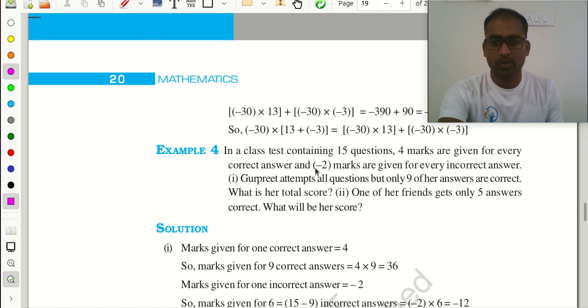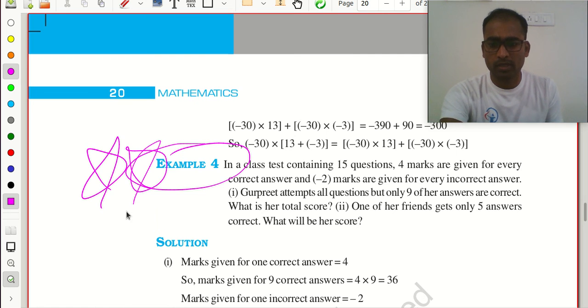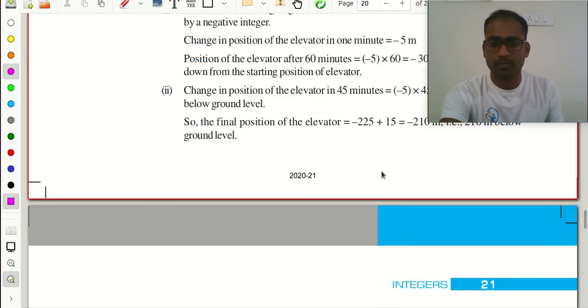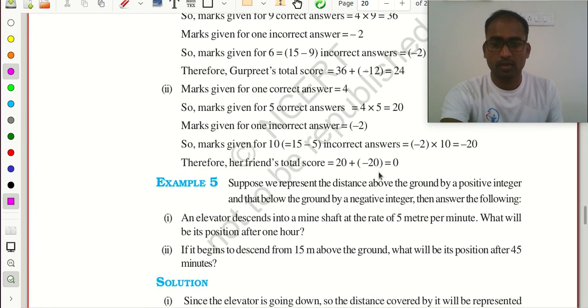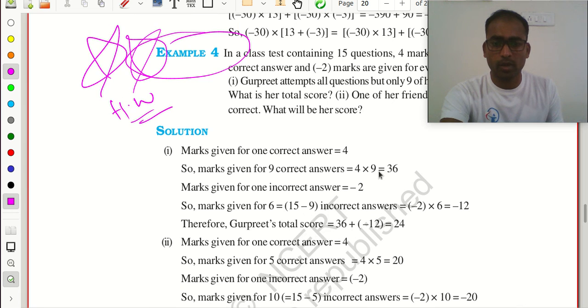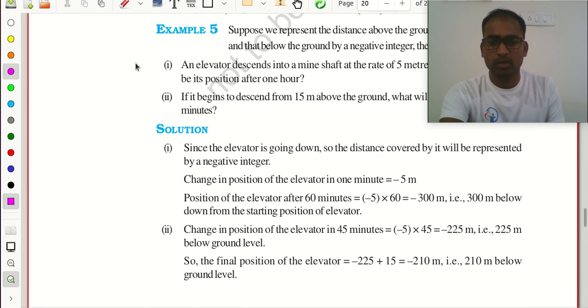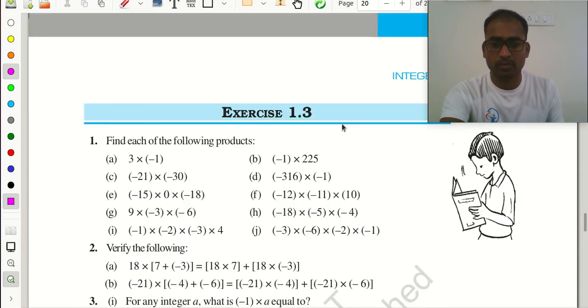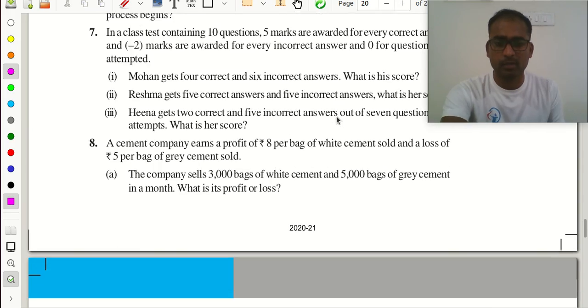So here we have one example. You need to solve. Shall I give it as homework or shall I solve it now? Okay, this is an example problem only. So I will give this as homework and please go through these problems. And if you don't get it, in the next class we will discuss these problems.